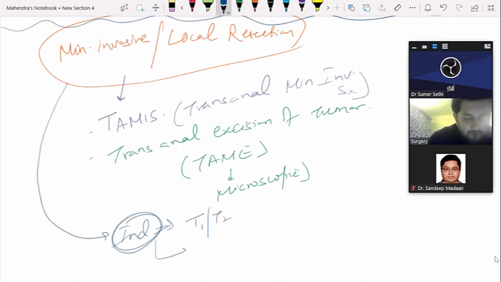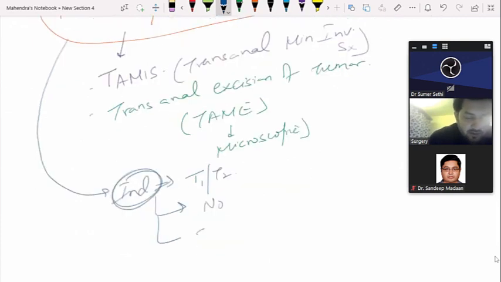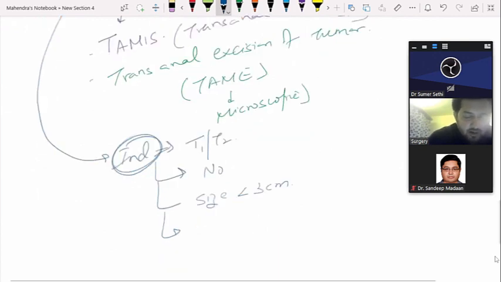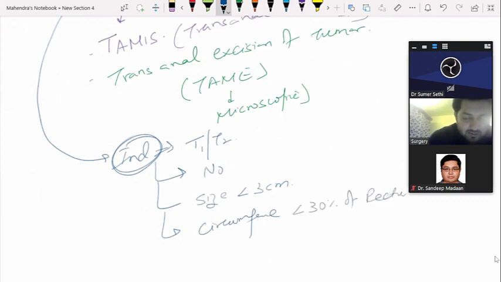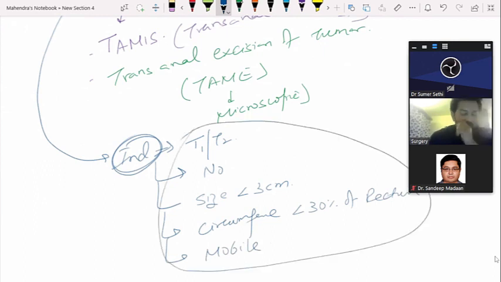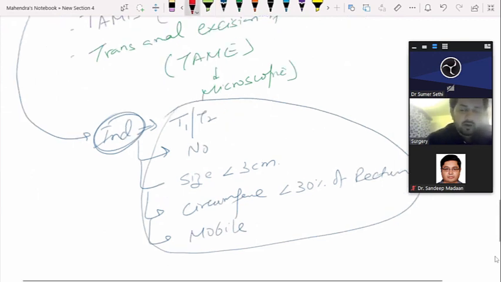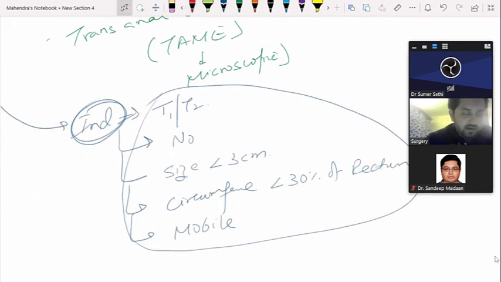with definitely the patient should be N0. The size of the tumor should be less than 3 centimeter, and the tumor should involve less than 30% of the rectal circumference, and it should be mobile. So if the patient is fulfilling these criteria, then we can go for this transanal excision of the tumor also. Okay, now I'll show you some of the images and then we'll go and see the questions.